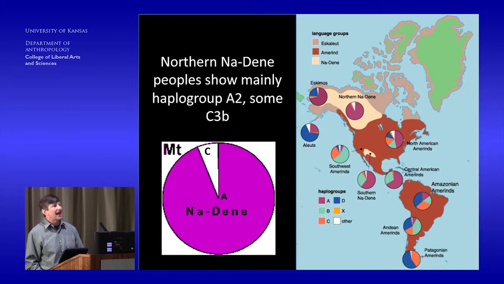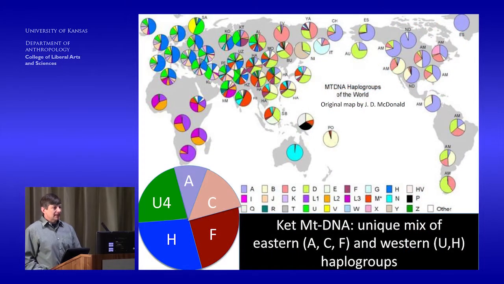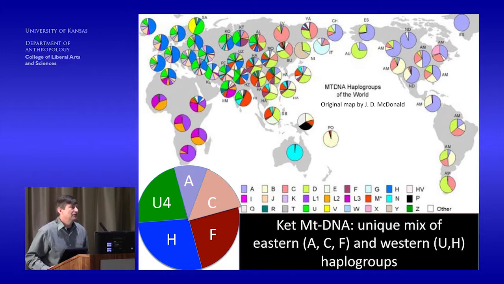It's predominantly the A2 haplogroup, and that is going to turn out to be significant. Okay. All right. When we get to the cat, we find that the cat has a unique combination of different mitochondrial DNAs. We have A, which is a cousin of the A that we find in Nadine, but also all the way down to South America, a cousin of that as well.